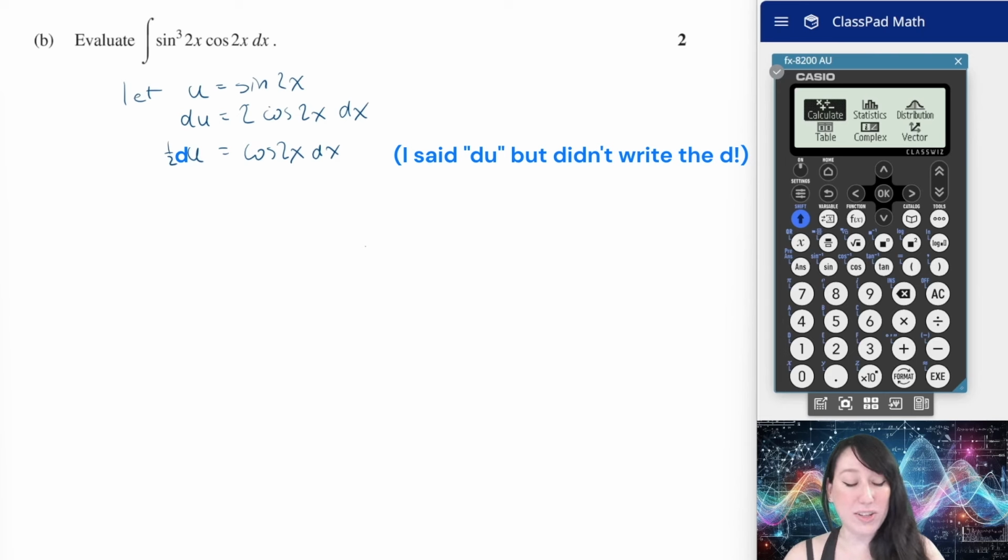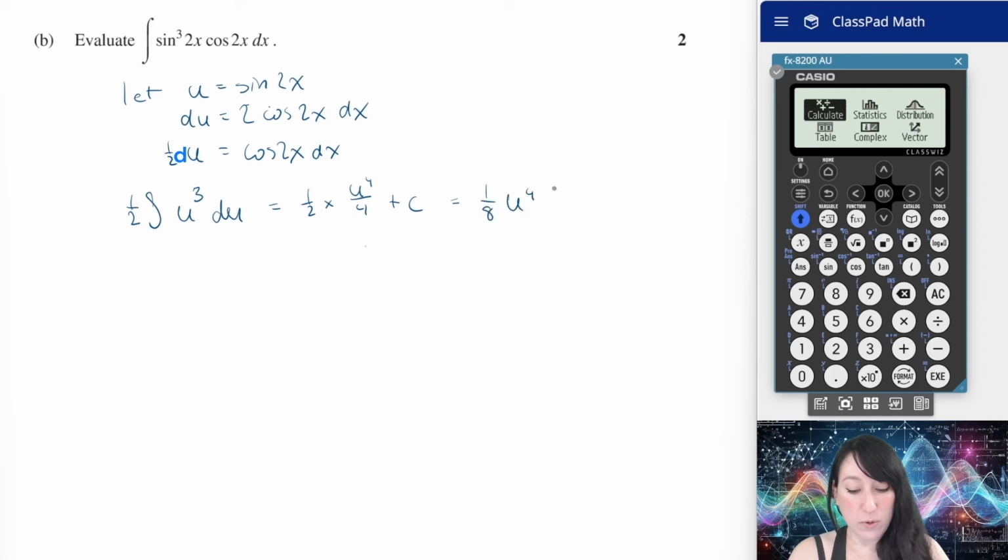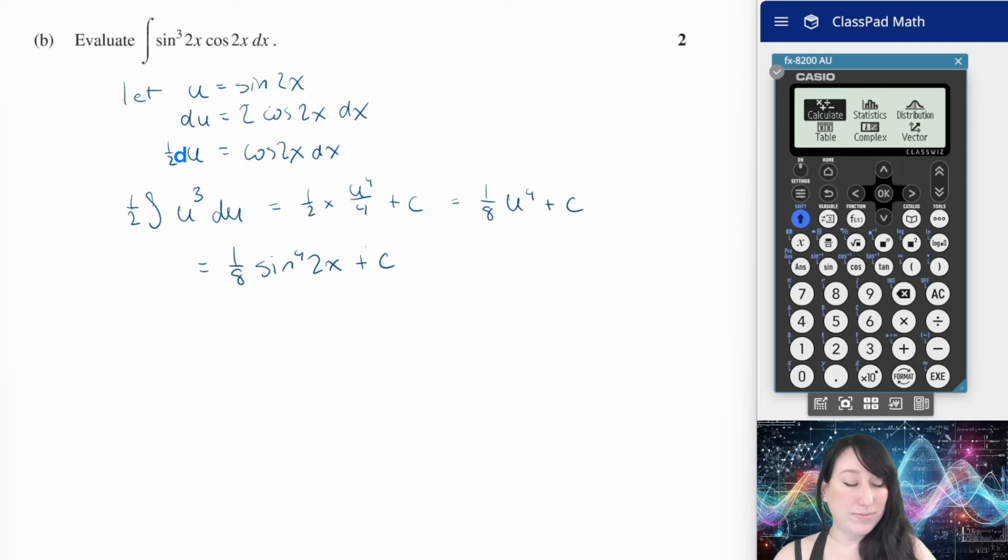So we can now write this integral as the integral of u cubed times 1/2 du, which becomes 1/2 times u to the 4th over 4 plus c. And simplifying, that will be 1/8 u to the 4th plus c. Now, don't forget to substitute back in so that our answer is in terms of x. So we have 1/8 sine to the 4th of 2x plus c.